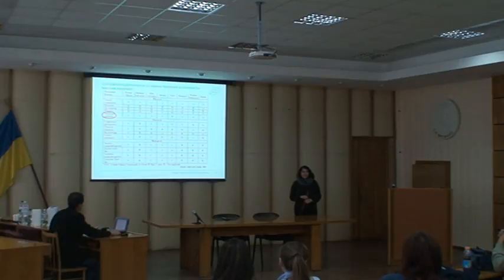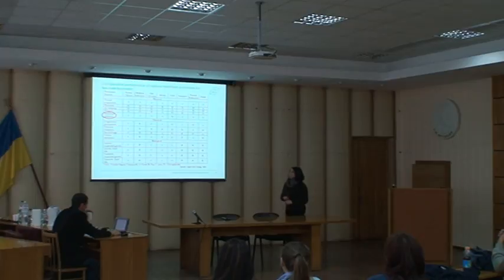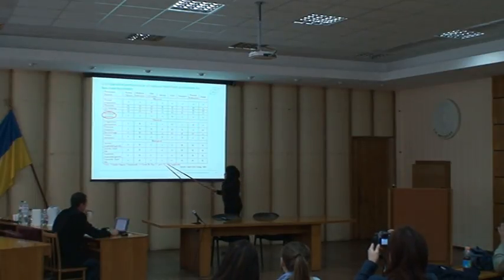Which is the best technology according to this table? Summarizing all. So A, good, B, fair, C, poor.